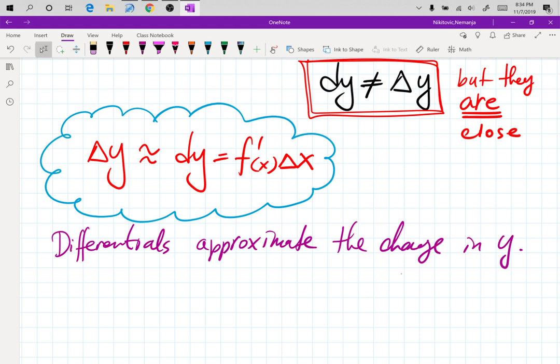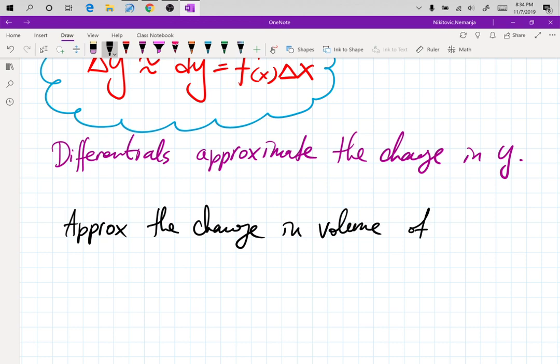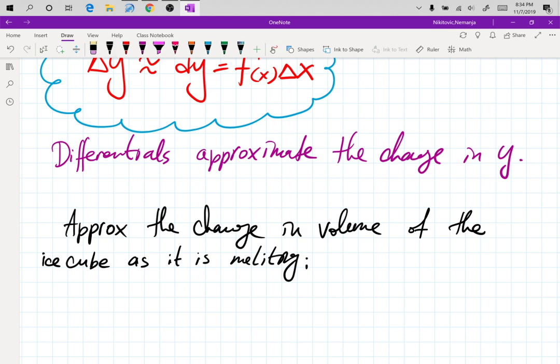So let's take a look at an example of this problem, and we can do a whole bunch of applied problems. Let's say approximate the change in volume of the ice cube as it is melting. We're just going to look at the formula. I'll pick up the problems from the book, for example. So I'll just say formula, because no numbers are given.